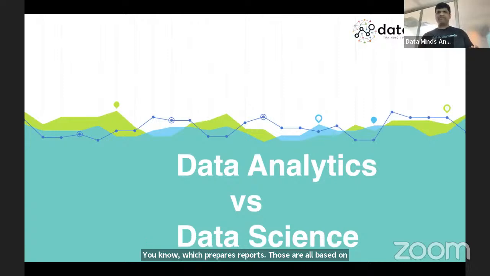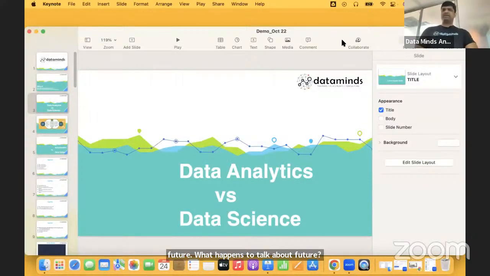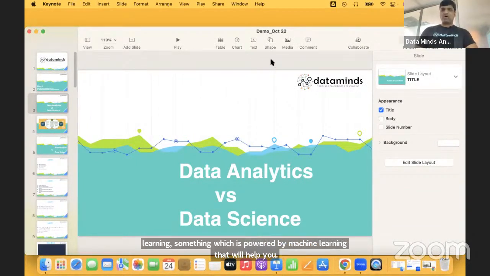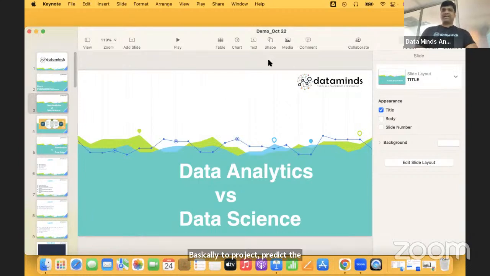But talking about the future, what happens? To talk about the future, you basically require something powered by machine learning. Something powered by machine learning will help you predict the outcome, estimate the outcome. That involves a lot of mathematical process.